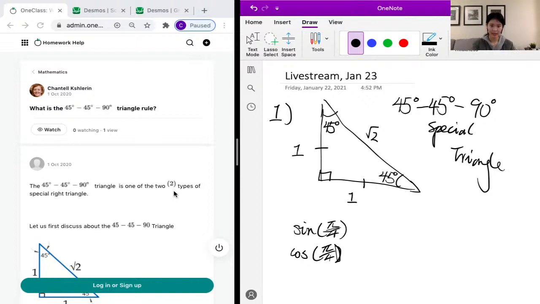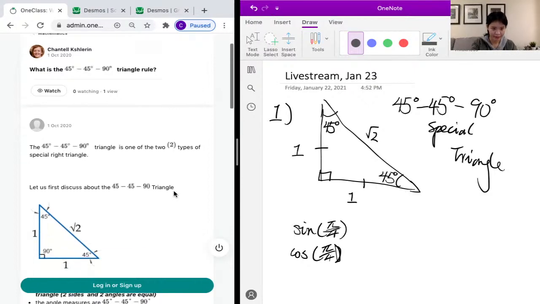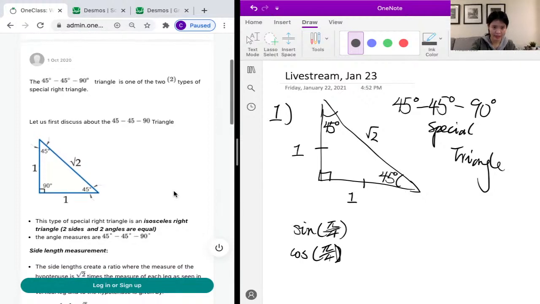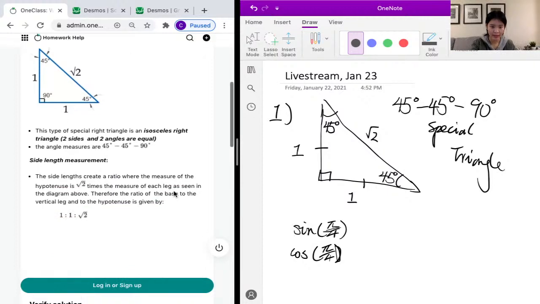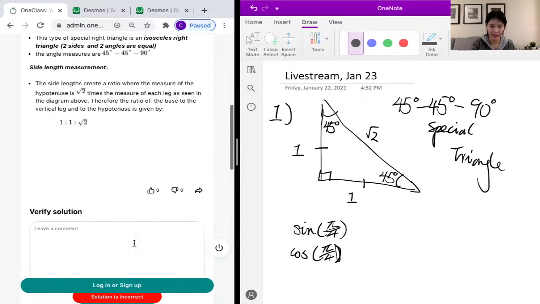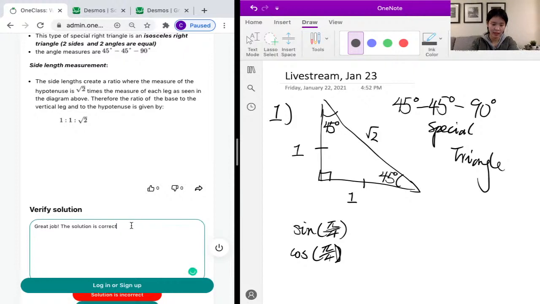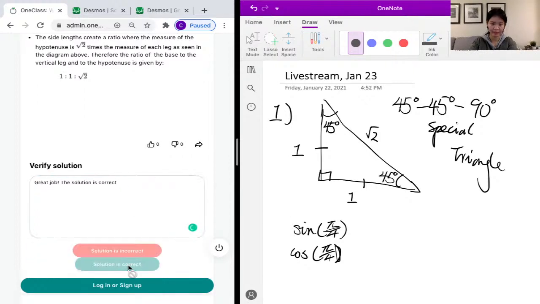All right, now let's look at the sample solution here. Yes, they just mentioned it's one of the two types of special triangles. Yes, they talk about the ratios of the sides. Okay, great explanation, great job, the solution is correct. And now let's move on to our next problem.